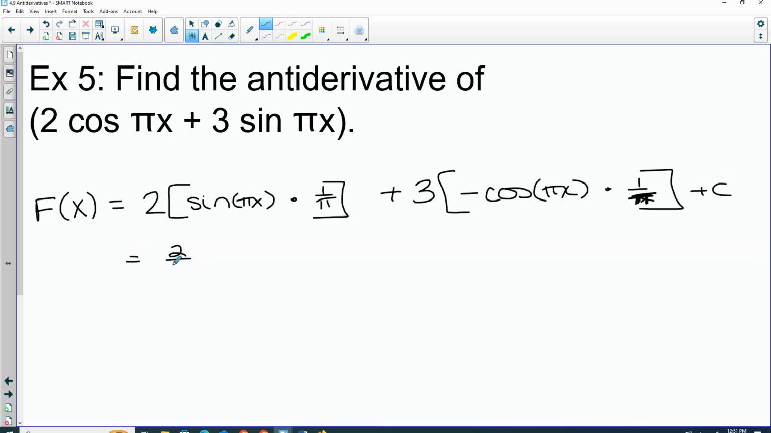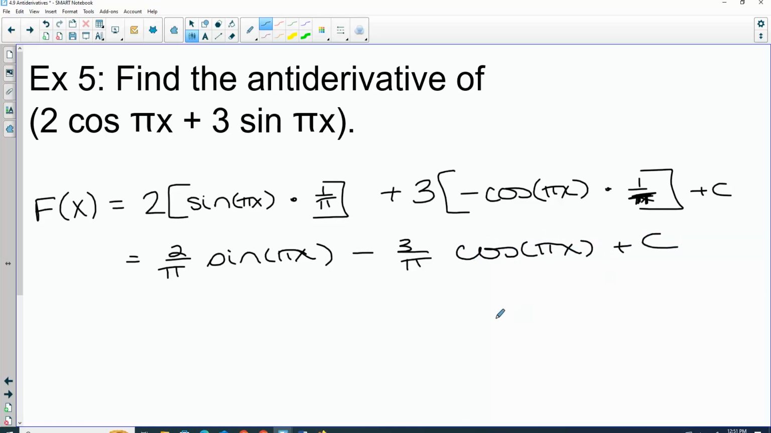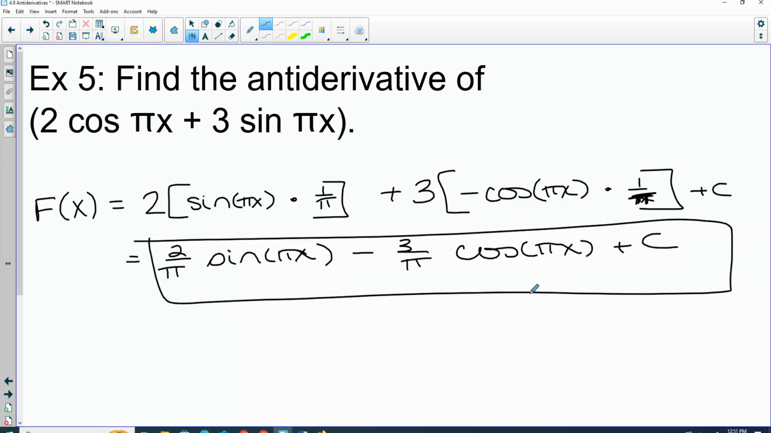So we get 2 over pi sine of pi x minus 3 over pi cosine of pi x plus c. That said, I could just change my angle. Okay, so we're doing chain rule in reverse there. Let's try to do a few more of these today.